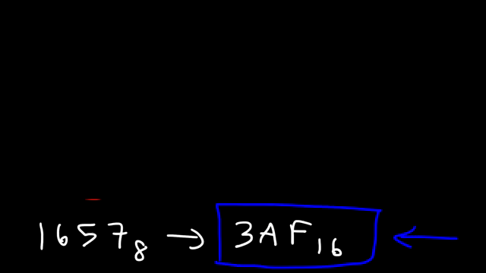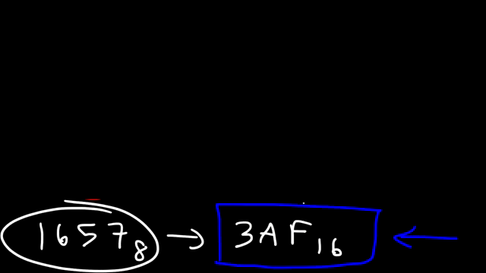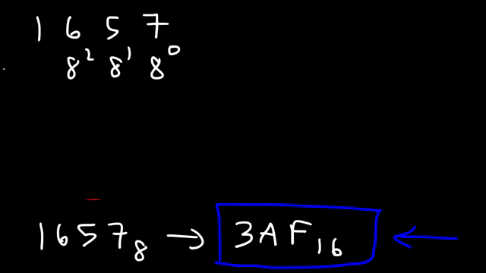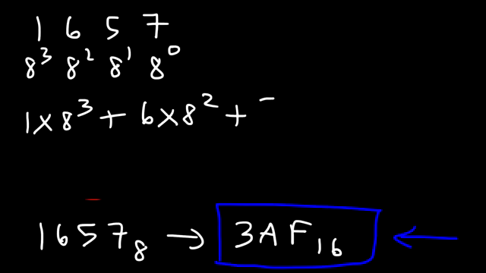Now to check the answer, let's convert this number into a decimal and this number into a decimal, and let's make sure that we get the same answer. So to convert an octal number into a decimal number, we need to multiply the first one by 8 to the 0, the second by 8 to the first, the third by 8 squared, and the fourth by 8 cubed. So it's going to be 1 times 8 to the third plus 6 times 8 squared plus 5 times 8 to the first power plus 7 times 8 to the 0 power.